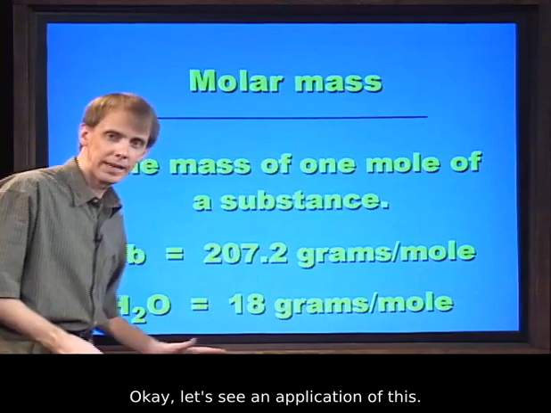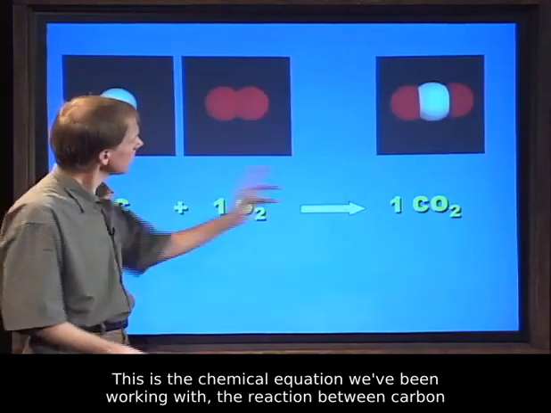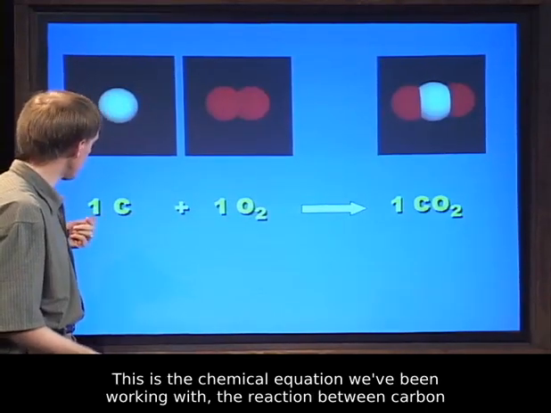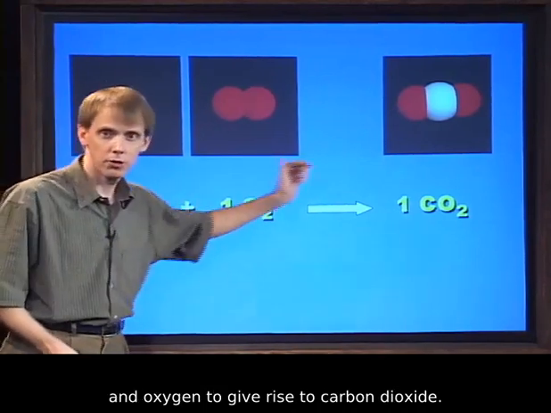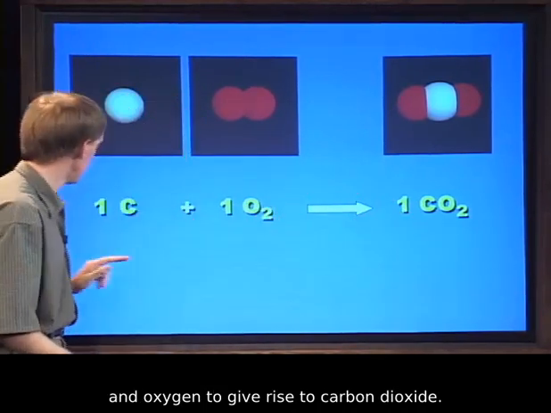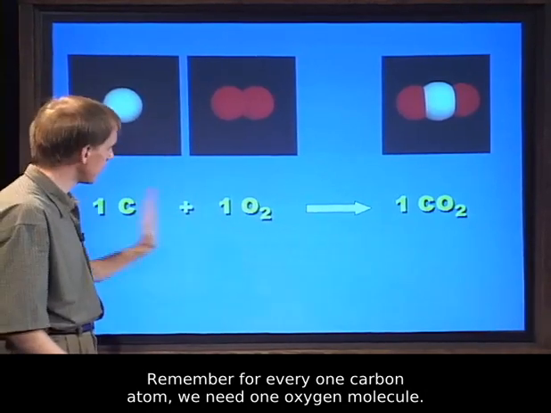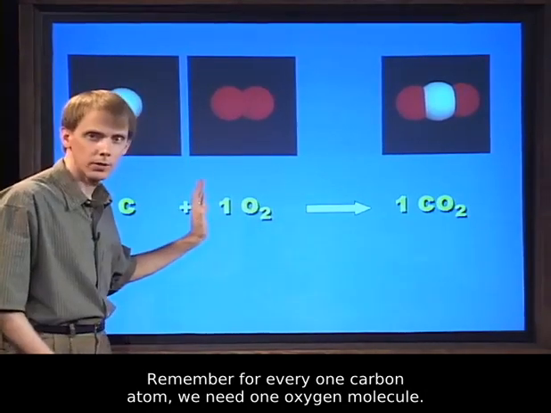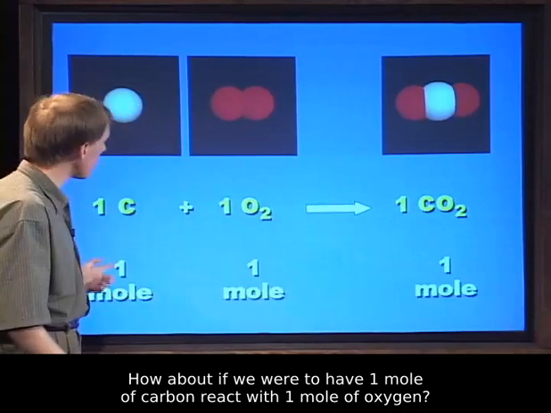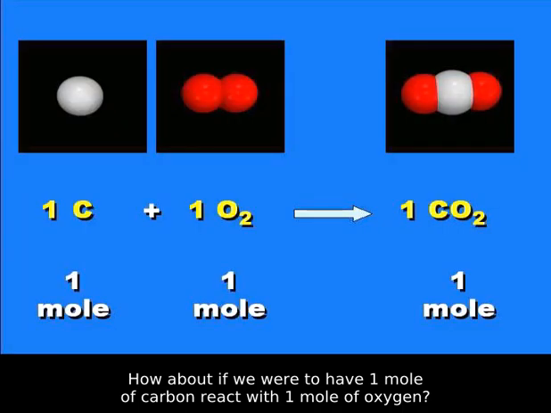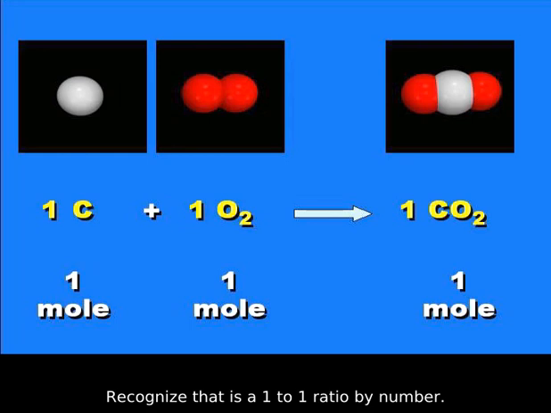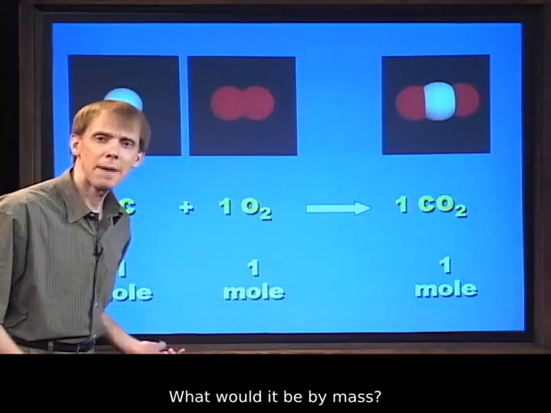Okay, let's see an application of this. This is the chemical equation we've been working with, the reaction between carbon and oxygen to give rise to carbon dioxide. Look at these coefficients here. Remember, for every 1 carbon atom, we need 1 oxygen molecule. How about if we were to have 1 mole of carbon and react it with 1 mole of oxygen? Recognize that's a 1-to-1 ratio by number. What would it be by mass?